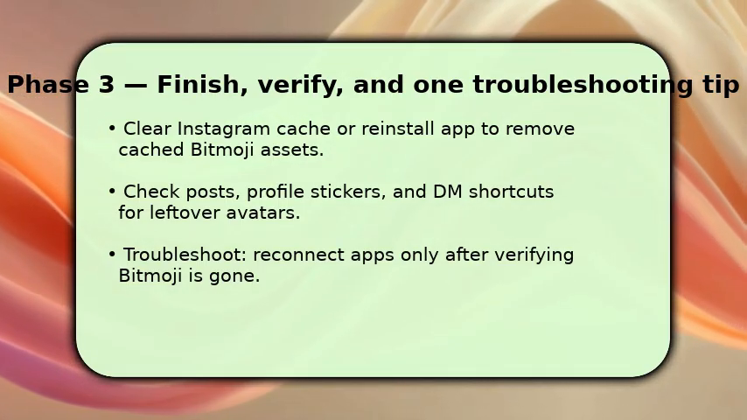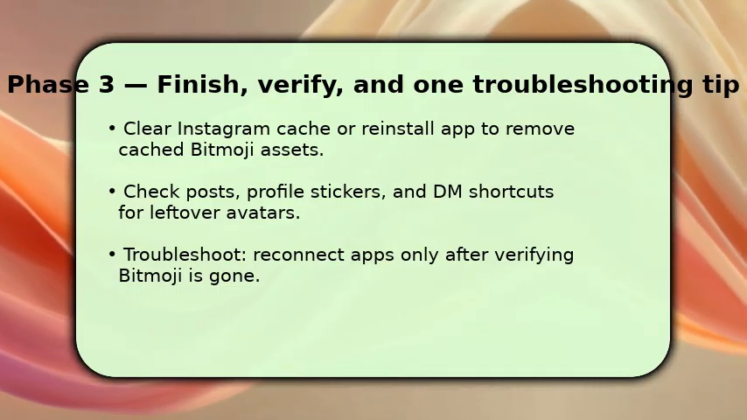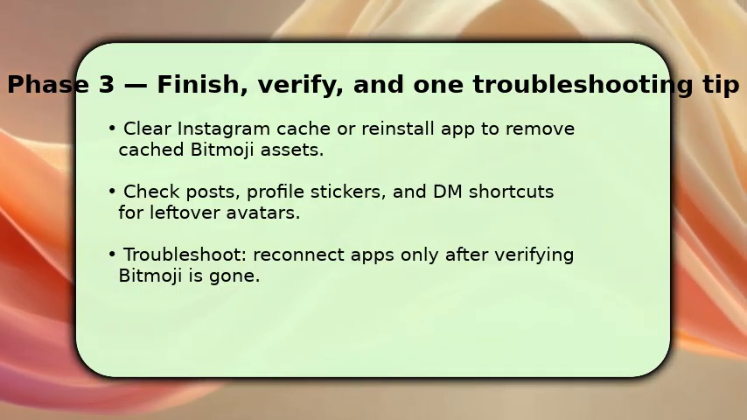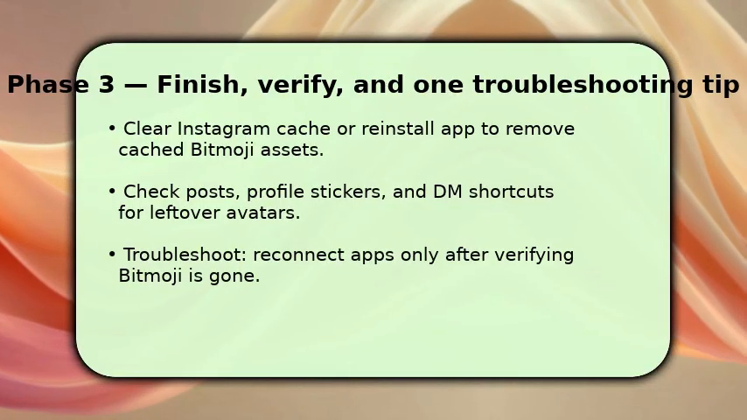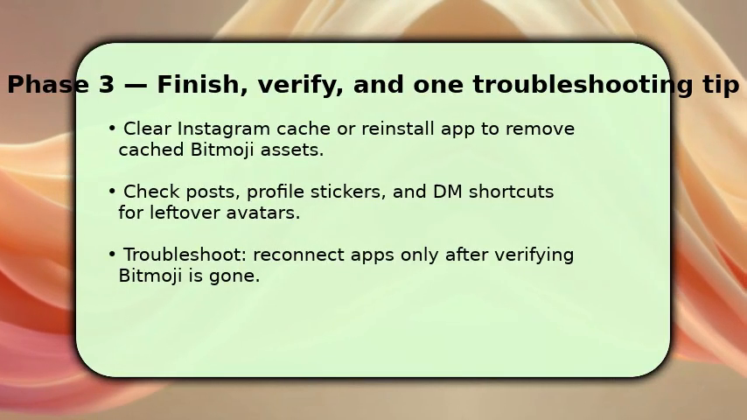Troubleshooting tip: if unlinking didn't work, fully revoke app permissions in your phone settings. Wait a minute, then retry unlinking. That usually forces the disconnection to take effect.